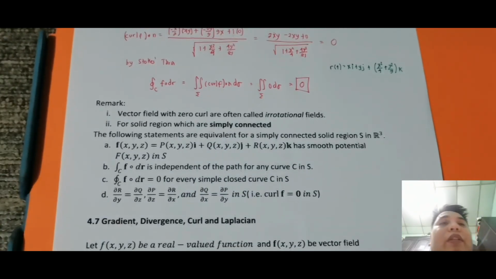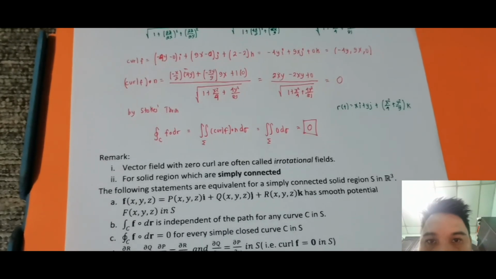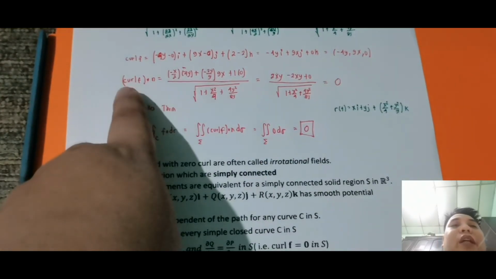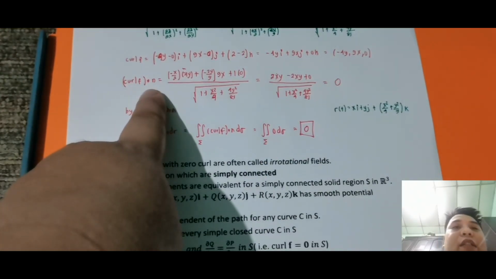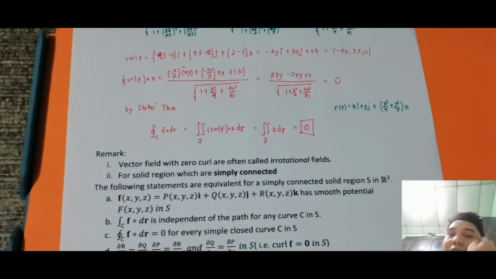Okay, so now let's have a remark, no? Vector fields with zero curl are often called irrotational fields. So yun nga, may nag-zero curl ba? Wala pa naman, so hindi zero curl to, ha. So again, di natin consider ito yung dot product ng curl F at n. So dot product na yan. So nangyari na 0. So pag may zero curl ka nilabas, irrotational field siya.